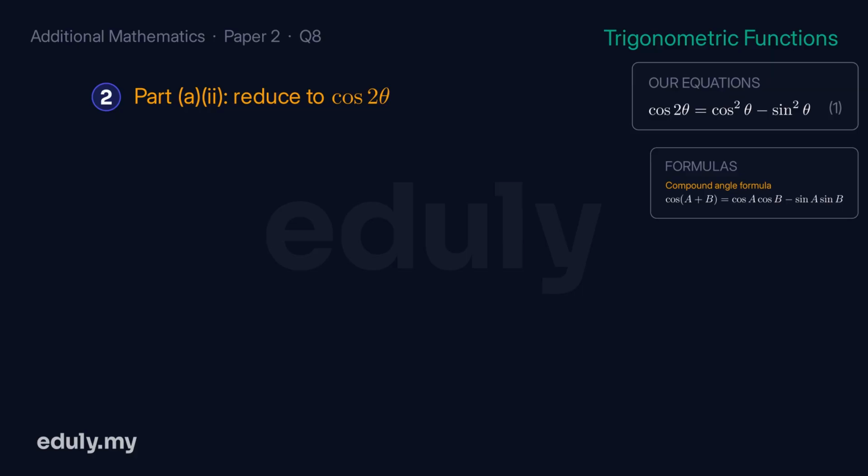Step 2. Reshape the equation using our new identity. Here's the equation again. Bring the 3 sine squared over to the left. Both terms share a factor of 3, so factor it out. The bracket is exactly our identity, so it's cosine of 2 theta. Swap it in. Divide both sides by 3, and it collapses to cosine of 2 theta equals 2/3.